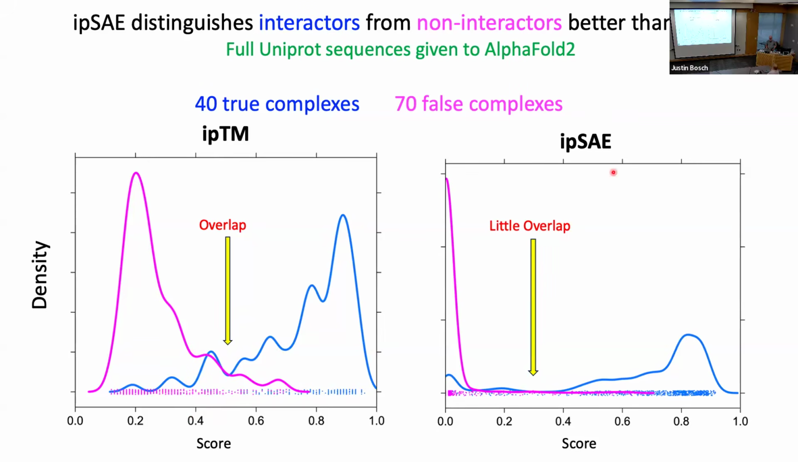The ipSAE score run at 10 angstroms. The true ones are all up here. They're basically almost all better than 0.4. There's a few down here that AlphaFold didn't detect an interaction. All the fake complexes are actually all almost exactly 0. They're either 0 or just slightly bigger than 0. And so there's very little overlap between these two distributions. So ipSAE is a better number for detecting true interactions from unlikely interactions.